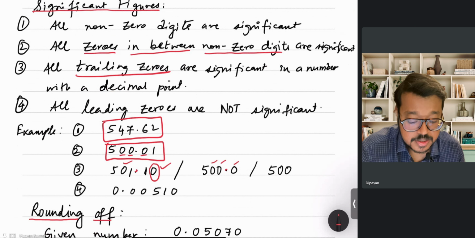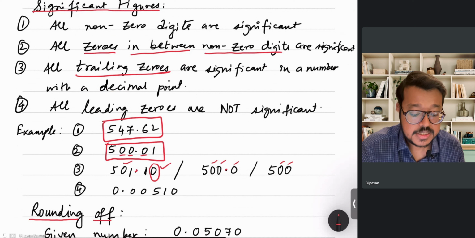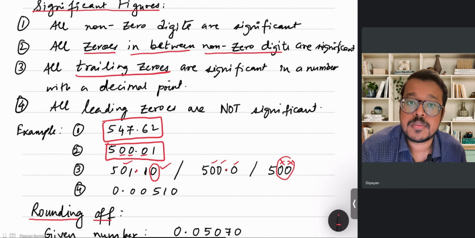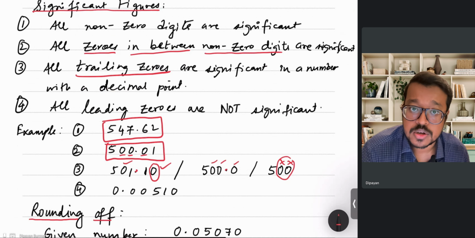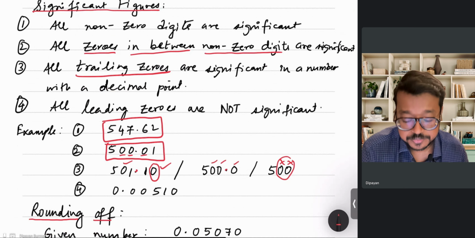But in the last number where we have 500, there are 2 zeros at the end, but 500 does not have a decimal point. So according to significant figure rules, these 2 zeros are not considered significant. But in the previous situations where the number had a decimal point, all the numbers at the end of the number, the trailing zeros, are considered significant.